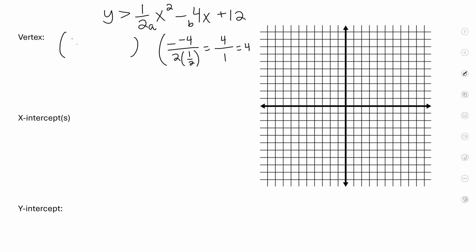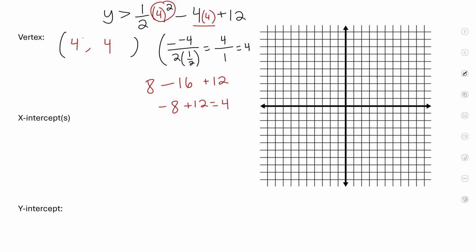Great. All right, to find the y value, you plug 4 into all of these x's. So I'm going to erase these x's and plug in a 4. So let's think. 4 squared is 16 times 1/2 is 8. Minus 4 times 4 is 16 plus 12. 8 minus 16 is -8 plus 12 is 4. Did you guys get that? Okay, great. So your vertex is 4, 4.